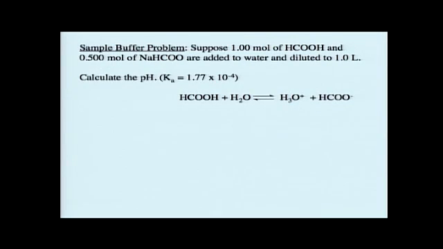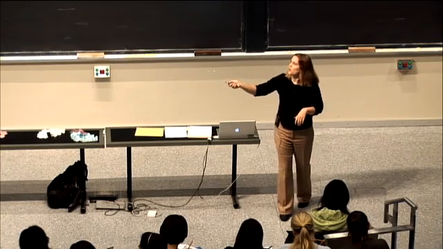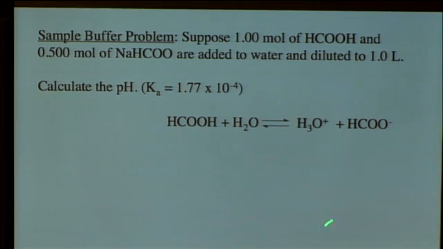All right, first, it's always good to write the equation that you're talking about. And so you have acid and water forming hydronium ions and the conjugate base. So here, the acid is giving up a proton to the water, forming H3O plus and its conjugate base.